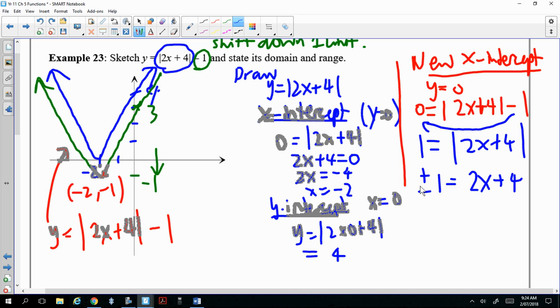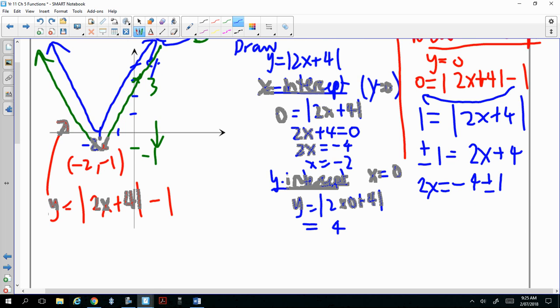No, that's your y-intercept. I'm finding the x-intercept. That's 3 is the y-intercept. So the y-intercept is easy because 4, you just go down 1 step. You get 3. And then what you do is you get 2 possibilities. So you get 2x equal to minus 4 plus or minus 1. And then divide by 2, which is negative 3, negative 5. So x is negative 1.5, negative 2.5. So you cross at negative 1.5 and negative 2.5.